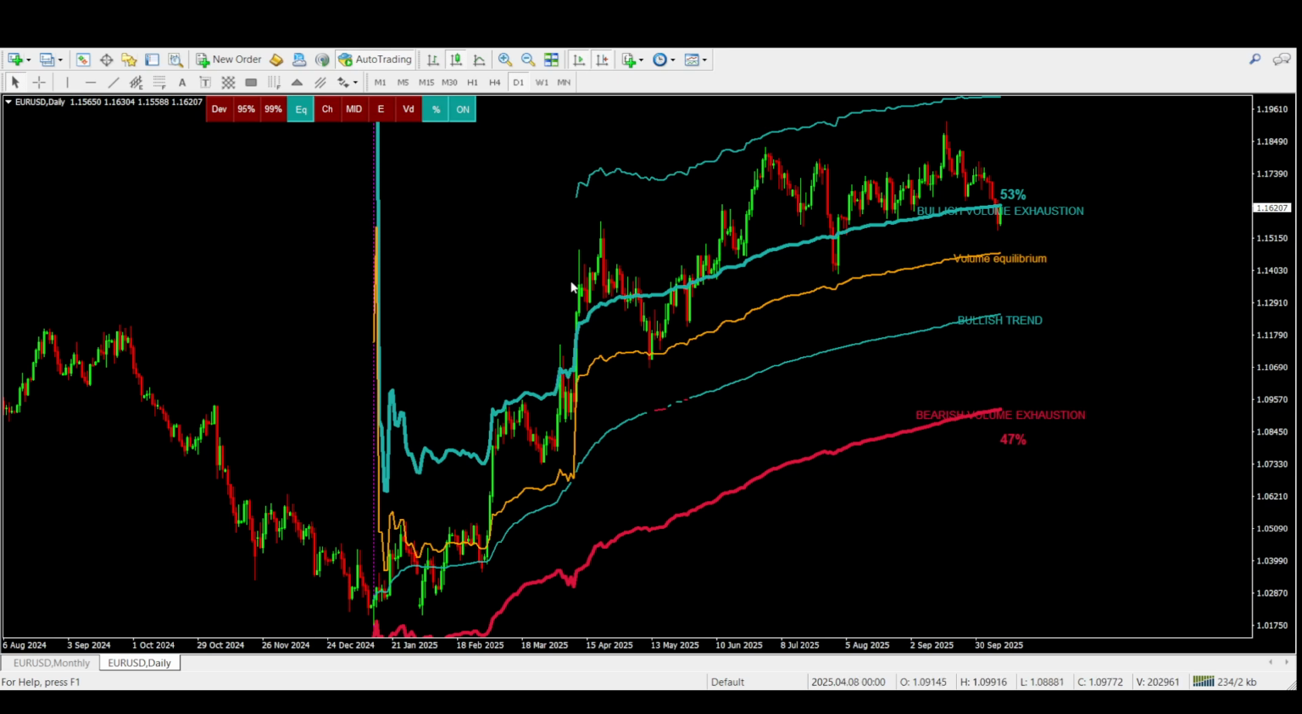The market proceeded up, the next bullish volume exhaustion line appeared here, and after that corrected. But where did it correct? Corrected to the volume equilibrium. Look at here, not here, not the bullish volume exhaustion line, because we got a new one. The market corrected to the volume equilibrium, proceeded up again, almost here, again correction to the volume equilibrium, etc.